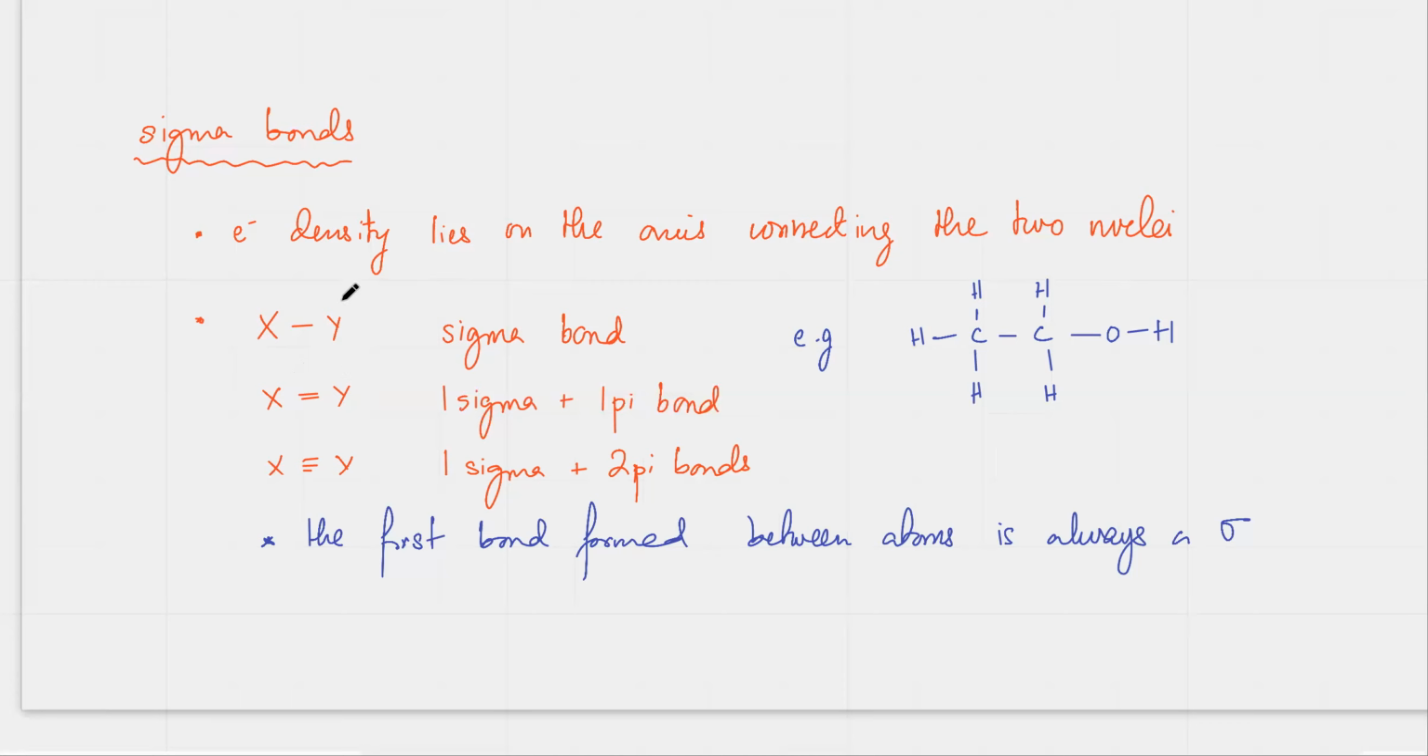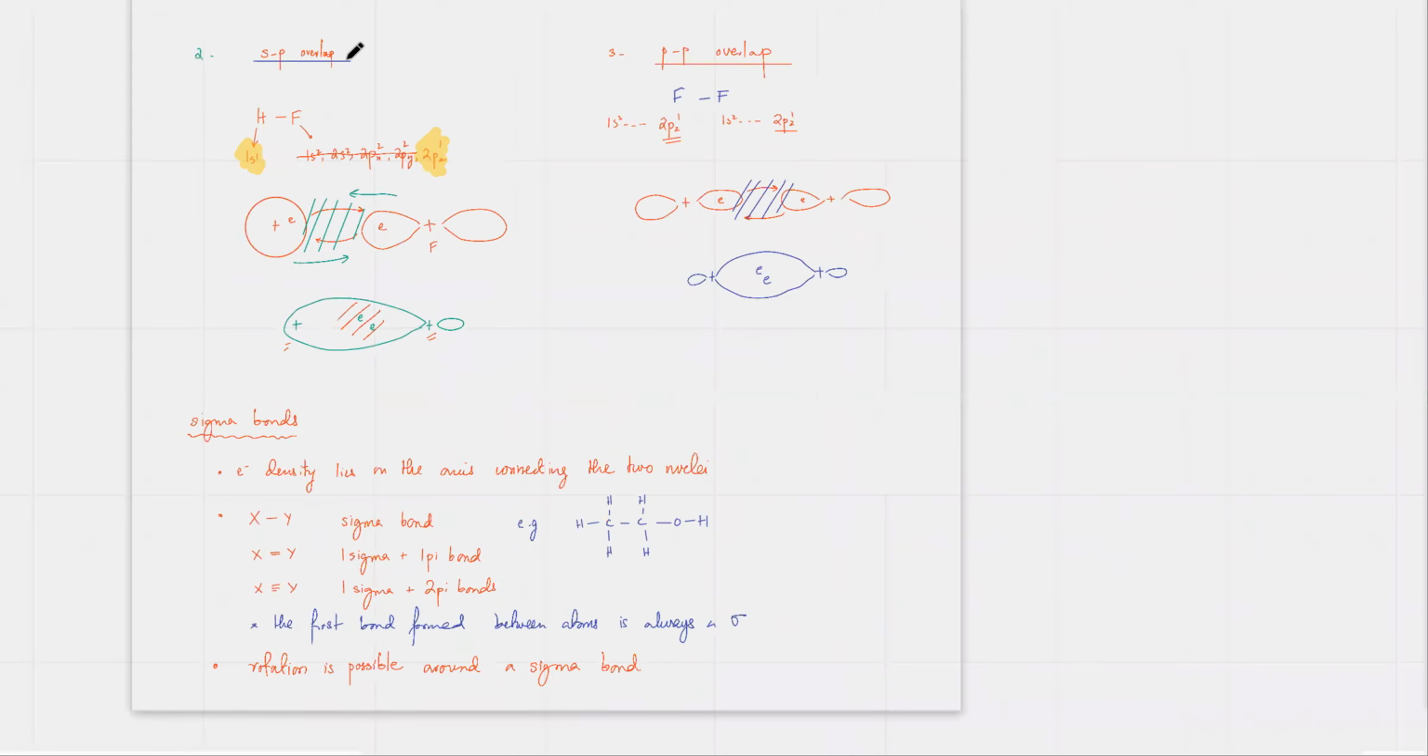I'll clarify this later on, and there's another property which I'll clarify in a short while, and that is that rotation is possible around a sigma bond. What I mean by that is that molecules are complicated structures. What does rotation mean? So here's a molecule, and molecules are three-dimensional.